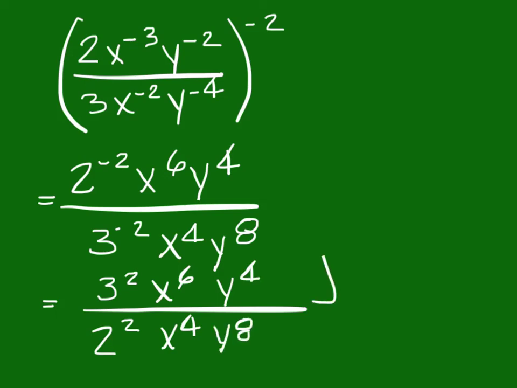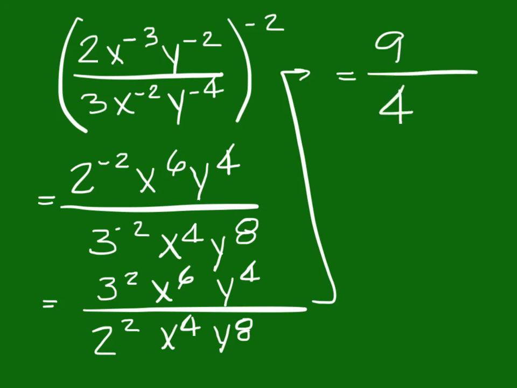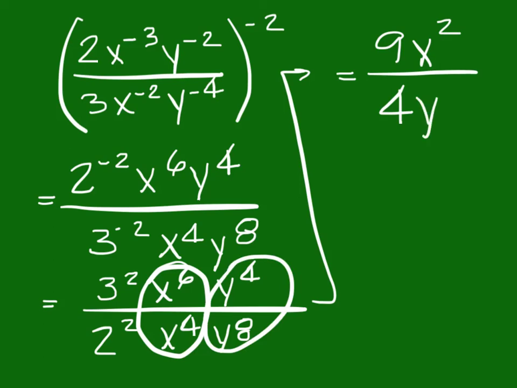Now we can simplify a little bit and make this 9 over 4 from the 3 squared and 2 squared, and we can go ahead and simplify these. Largest one is on the top, difference is 2. Larger on the bottom, difference is 4.